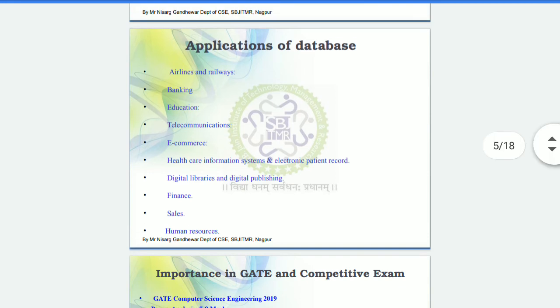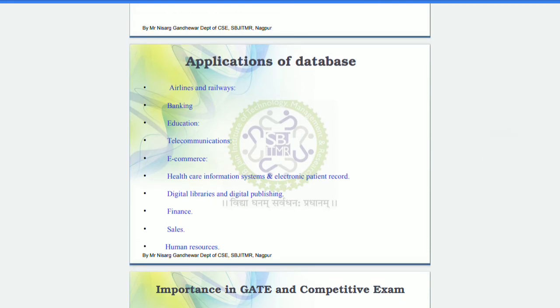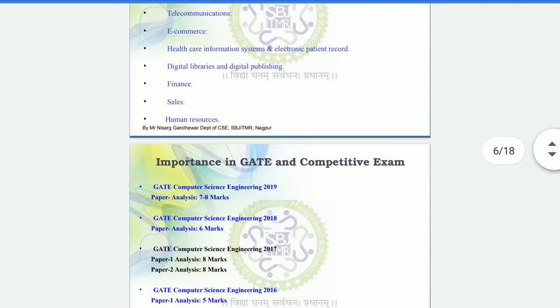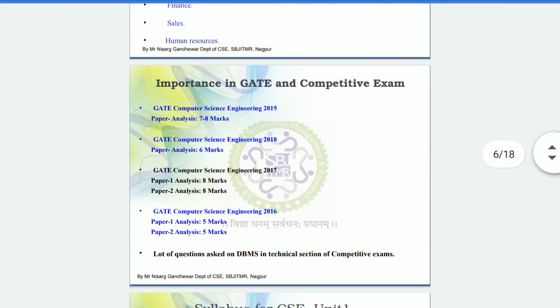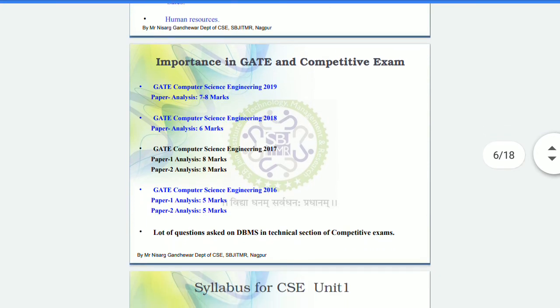And the next one is human resource. The human resource department is where they maintain the information of all the employees in a particular organization. So I can say that these are a few applications, but the list is limited. There are a number of domains where you can find the use of a database.